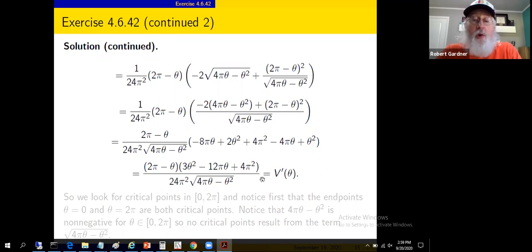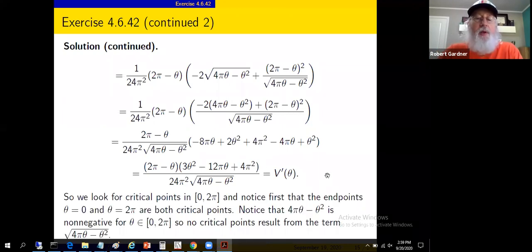So where is this 0 or undefined? All right, it's not completely factored because we've got a second degree polynomial here. We'll deal with this on the next page. But for now, for critical points, first, the endpoints, 0 and 2 pi, are critical points. When theta is 0, we've got a 0 here and we've got division by 0. And 0 was in the domain of the original function, so it counts as a critical point.